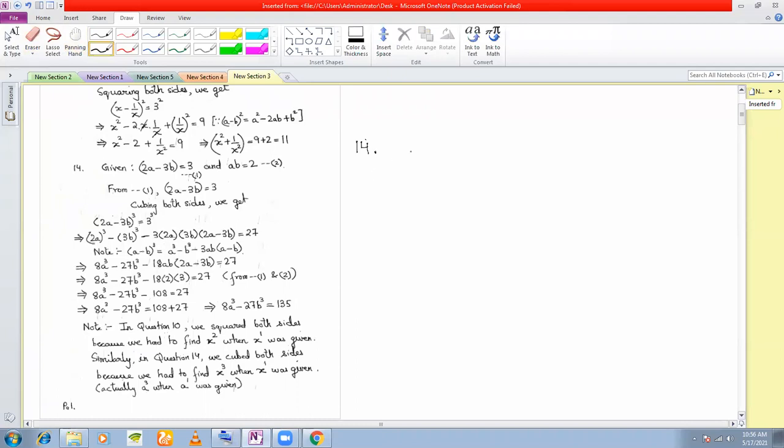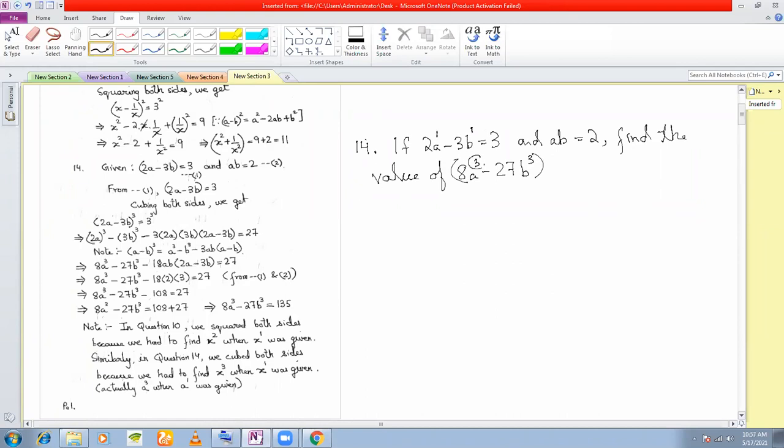The question here is, if 2a minus 3b is equal to 3 and ab is equal to 2, find the value of 8a cube minus 27b cube. Again, what you see here is you have the power 1 of a and b given to you, and from power 1, you need to find out the power 3. That means obviously you'll have to cube both sides.